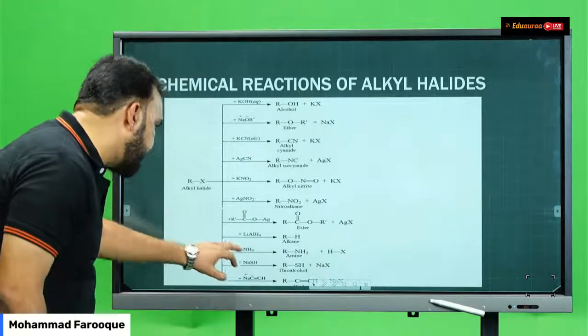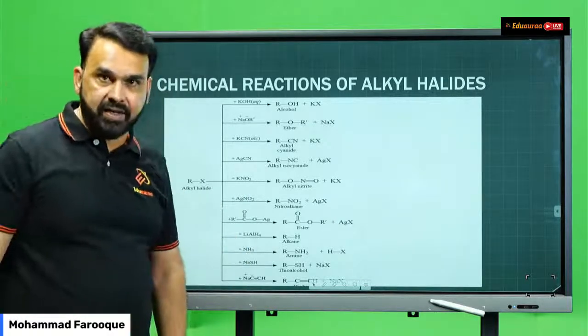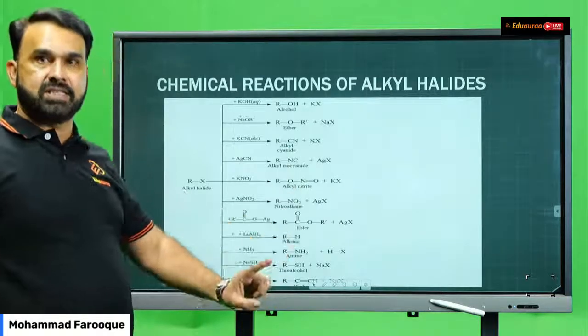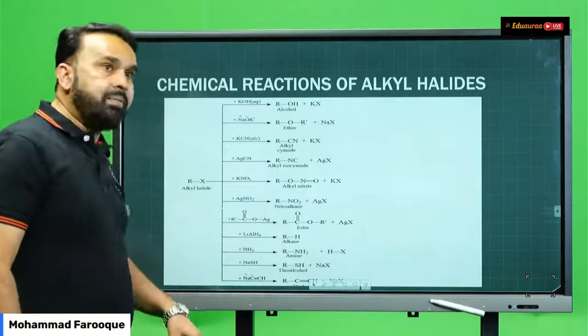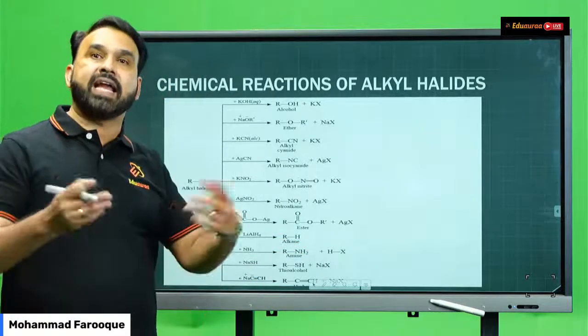When alkyl halide is treated with ammonia, NH3, we get the formation of amines, that is primary amines, RNH2. Then when that primary amine reacts with more of alkyl halide, you can get secondary amine.